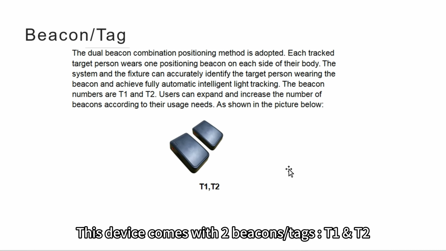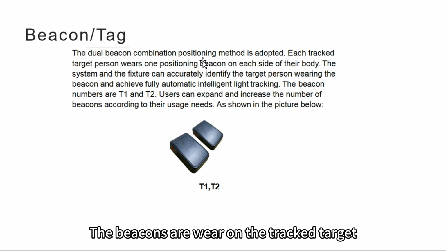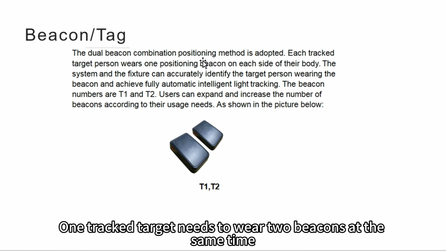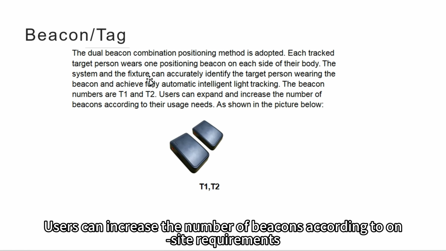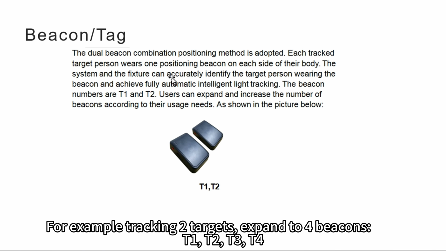This device comes with 2 beacons, tags T1 and T2. The beacons are worn on the track target. One track target needs to wear the beacons at the same time, so the system and fixture can accurately identify the track target and auto-track. Users can increase the number of beacons according to on-site requirements. For example, tracking more targets, expand to 4 beacons, T1, T2, T3, T4.